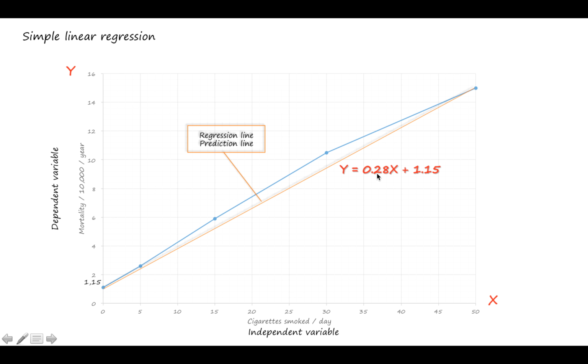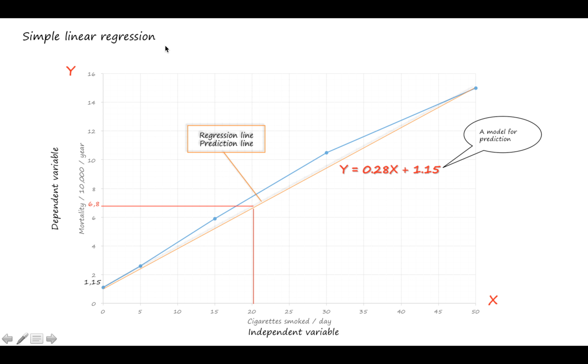The formula, as we explained, we can get from the SPSS that we calculate. As you see, y on this axis is the dependent variable that we want to predict, and x is the independent variable that we have. For example, if you ask someone about the number of cigarettes per day and they say 20, then we can use the regression line and find the mortality rate, which is 6.8 per 10,000 per year. So this one was a simple linear regression.